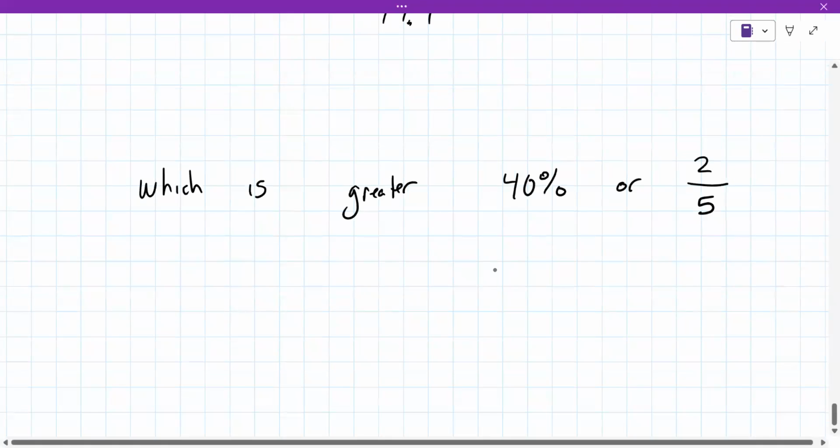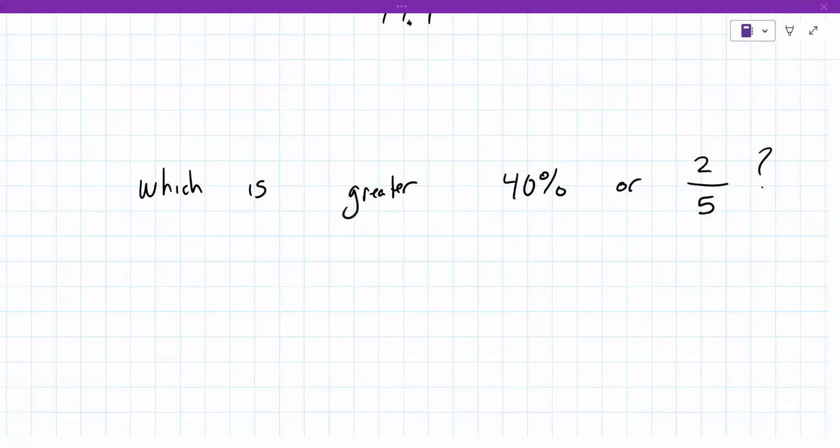Now here's a problem to try. Which is greater, 40% or 2/5? Have you seen problems like this? Yeah. Okay. If you need a hint, let me know.